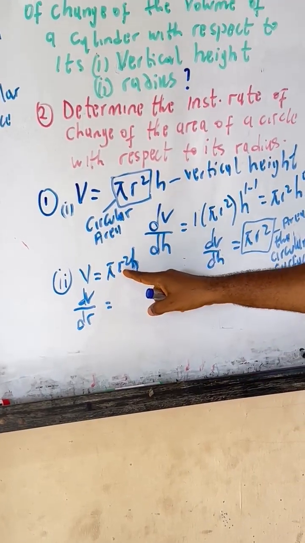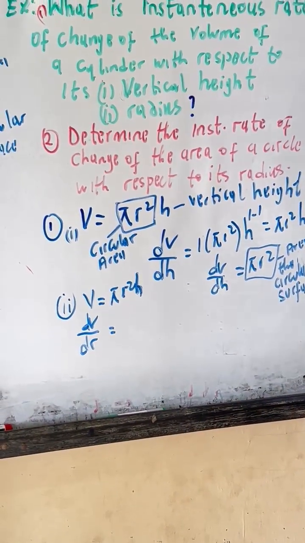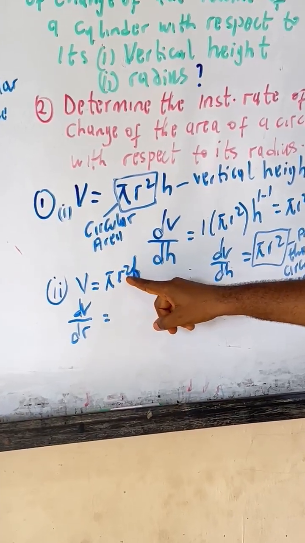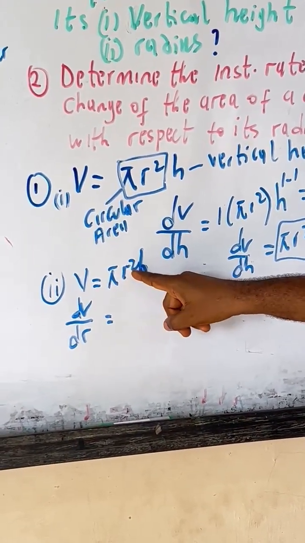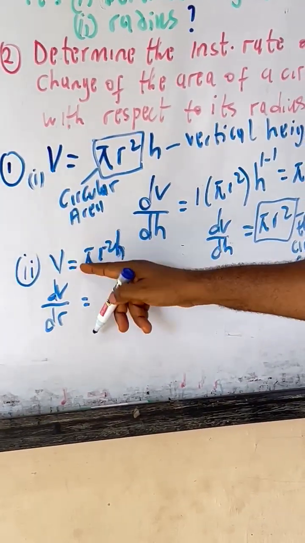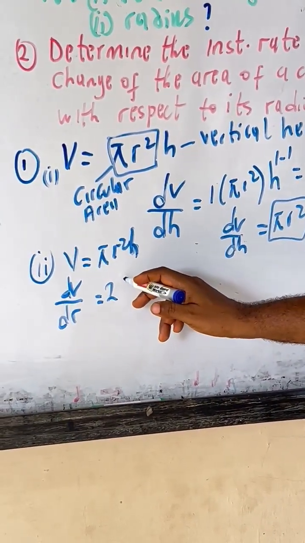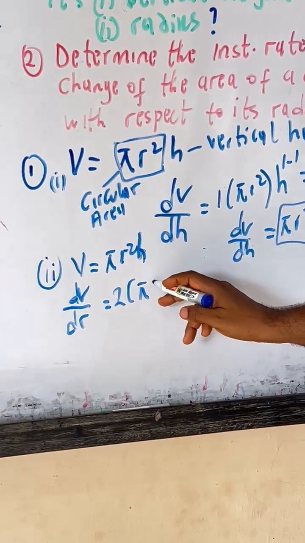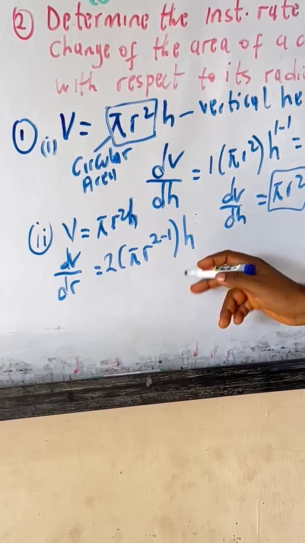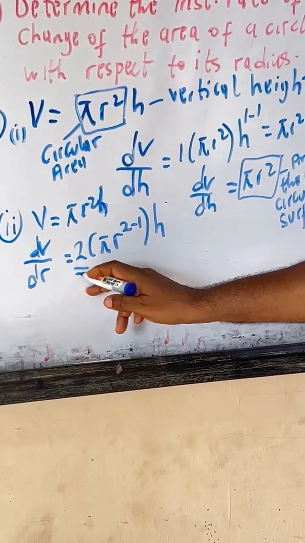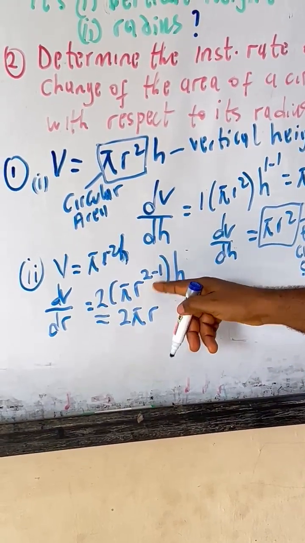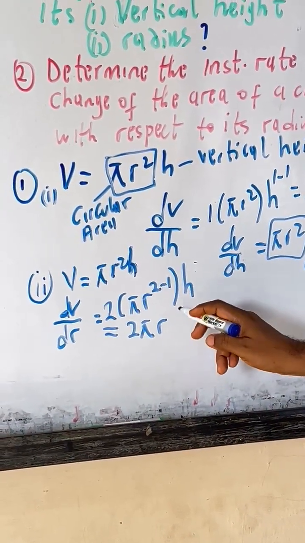So according to the first principle of differentiation, this power we use to multiply, then we subtract 1 from this power. So what we are going to have now is 2 times pi r raised to power 2 minus 1, then times the height. So this will reduce to 2 pi r raised to power 2 minus 1, which is 1. So r raised to power 1 is r h.